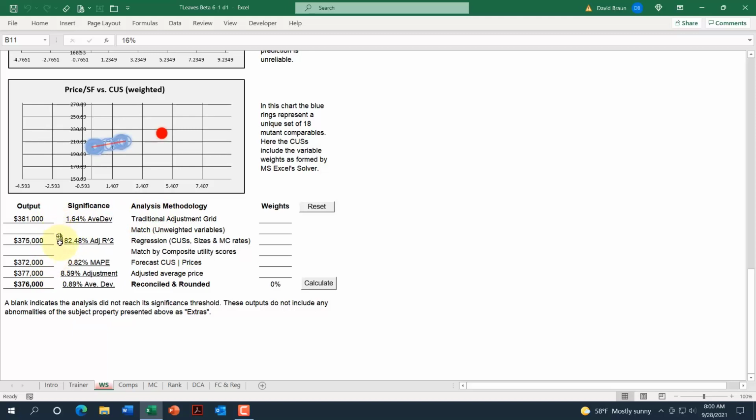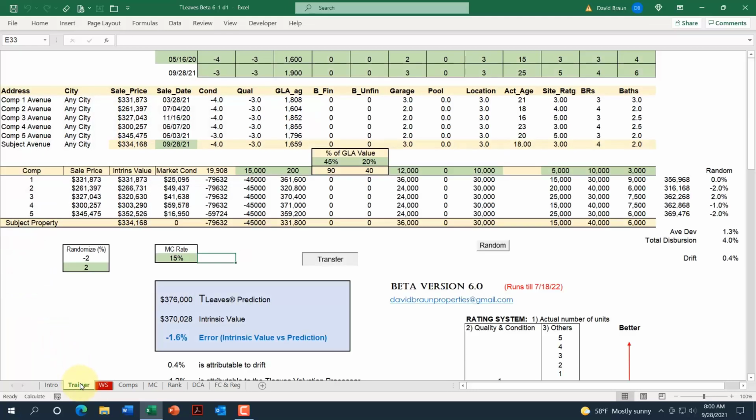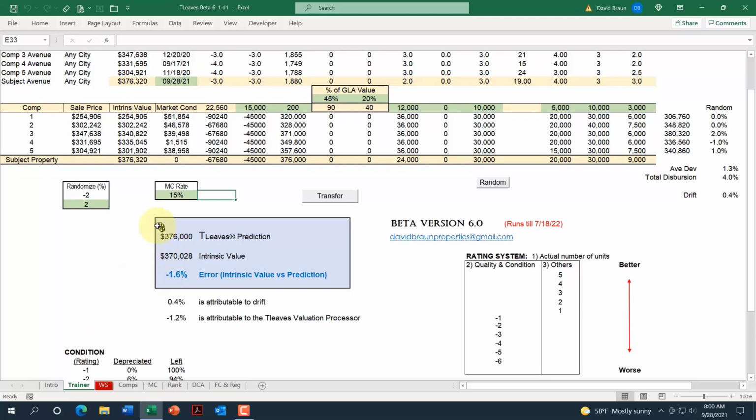And there are 6 methods altogether. The ones that are blank, the significance level wasn't high enough, so we couldn't rely on them, so we just left them off. Since this is a practice problem, about 376 is in the middle of everything. Let's see how well it did. Okay. So it predicted 376, but the actual intrinsic value of our subject property is 370. So we're not too bad. We're less than 2% off.